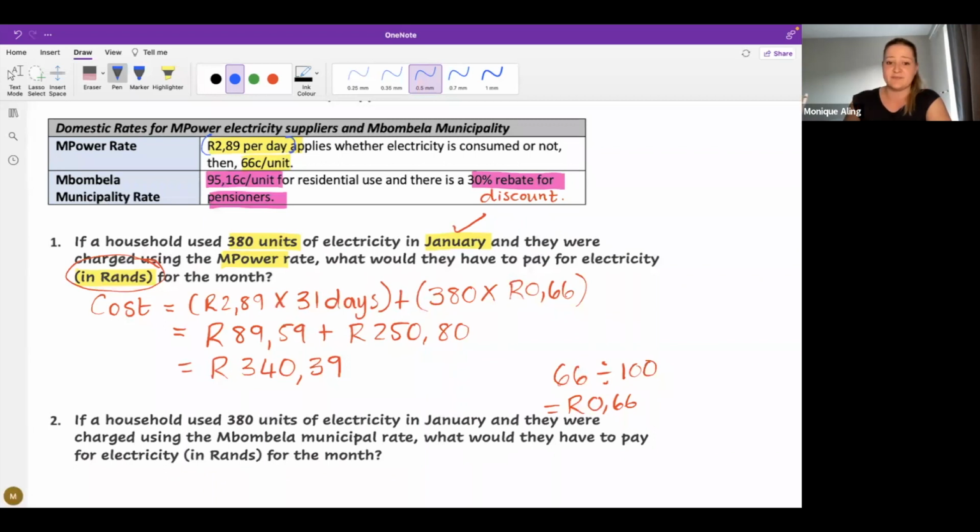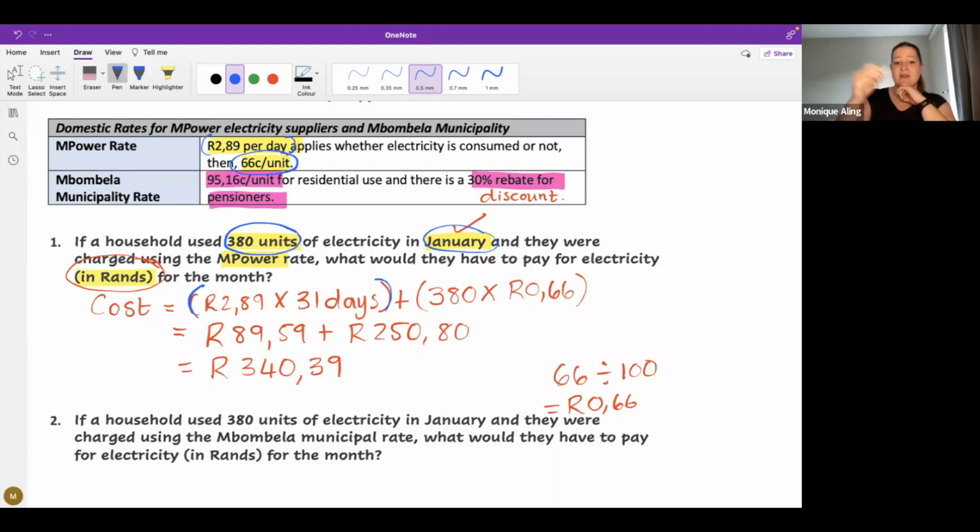R2.89 per day. And they say it doesn't matter if they are using electricity or not, they have to pay that for every single day of the month. And then after that, they also charge 66 cents per unit. Okay, so in this question, this household was using 380 units. Okay, and it was in January. So that is why, before I even worried about the units, I first did the first bracket, which was the mandatory 2.89 times 31 days, because that's what this household needs to pay, even if they use 0 units.